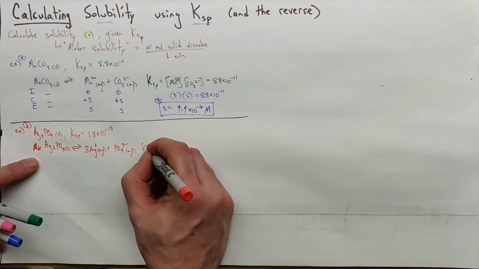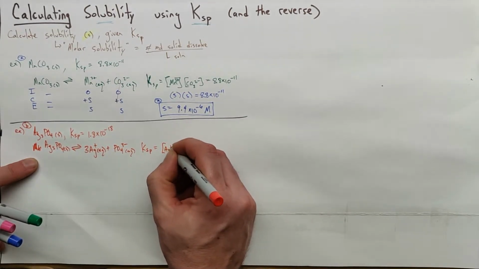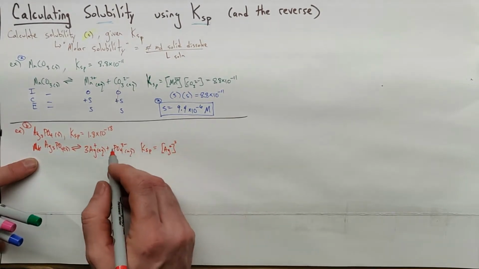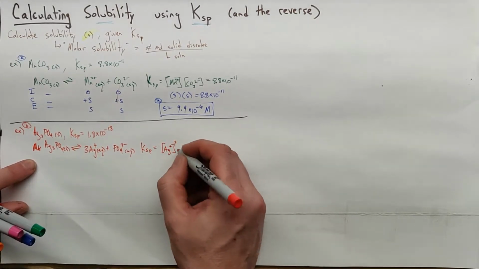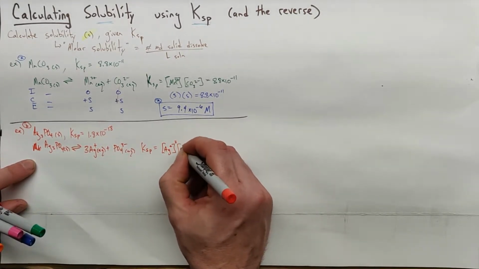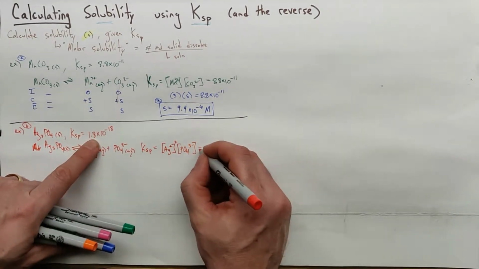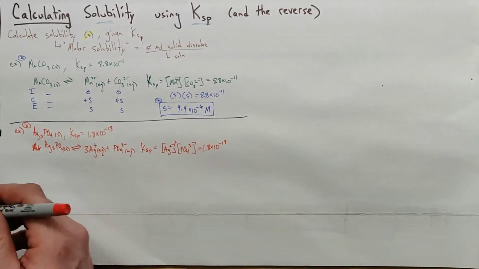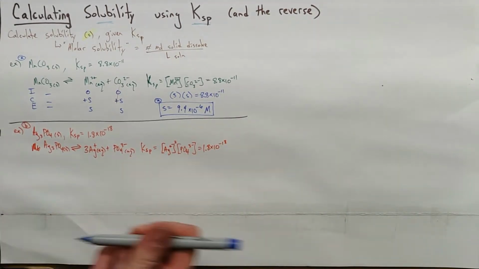And so our Ksp expression is going to be those silver ions. And this time, since it has a coefficient that's cubed, right, products over reactants to their coefficient powers, that's Ag plus cubed and PO4 3 minus. And our value I gave as 1.8 times 10 to the minus 18th. And that is unitless. K values are unitless. We talked about that in a separate video.